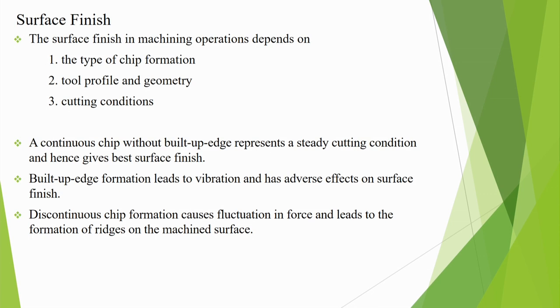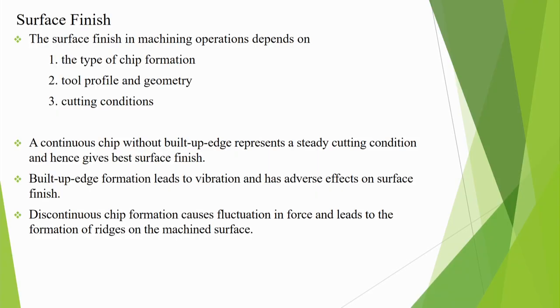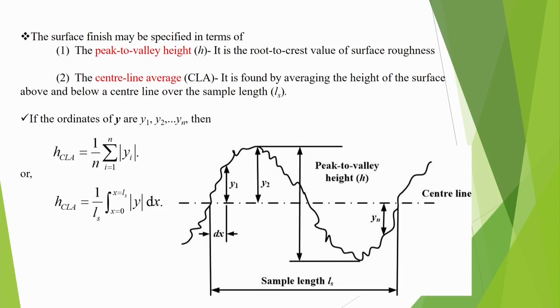Discontinuous chip formation causes fluctuation in force again, because when I am cutting, sometimes when a lot of cutting is done, there is a force, then the material has separated, and suddenly there is unloading. So you are putting some load, then removing that load, then again putting it. So it causes fluctuation in force and leads to the formation of ridges on the machined surface, but a continuous chip is considered best. Now let us see how the surface finish may be specified in terms of peak-to-valley height. How do you define the surface finish? Because the surface is uneven, like a sine wave, there may be some peaks, there may be some valleys.